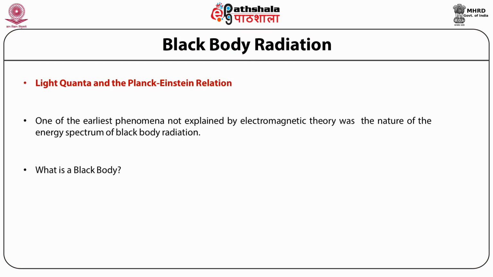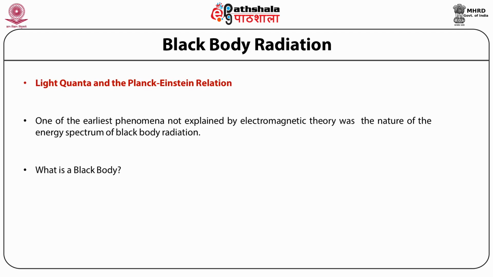One of the earliest phenomena not explained by the electromagnetic theory and the other classical theories was the nature of the energy spectrum of black body radiation. Before we go on to that, we first need to understand what is black body radiation and what is the best way of practically realizing a black body spectrum.